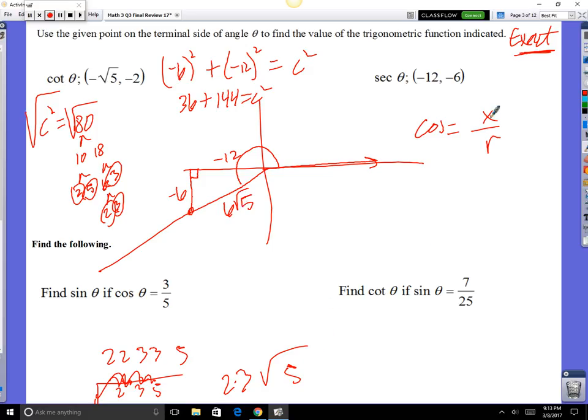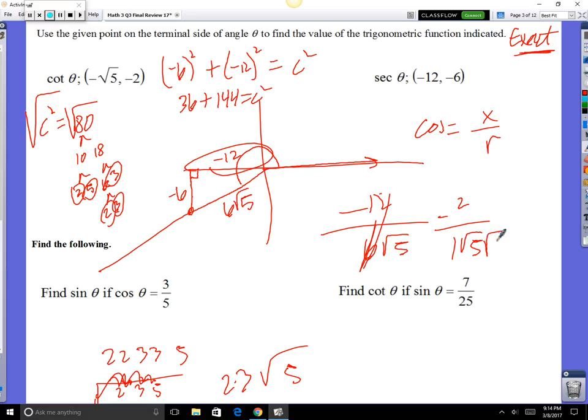Okay, and we want x over r. So we want x, negative 12, over r, 6 square roots of 5. 12 sixths, these are going to simplify. That is negative 2 over square root 5. Multiply the bottom by square root 5 and the top by square root 5. So my final answer is negative 2 square roots of 5 over 5.